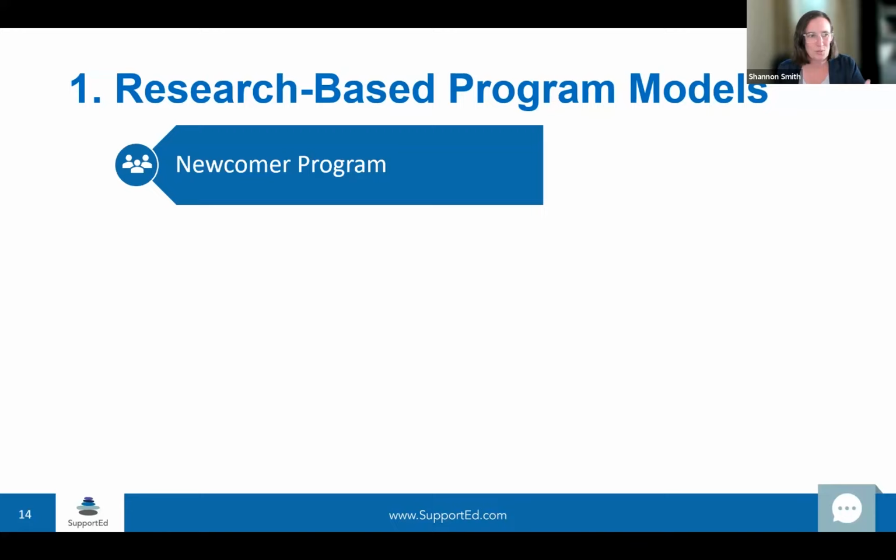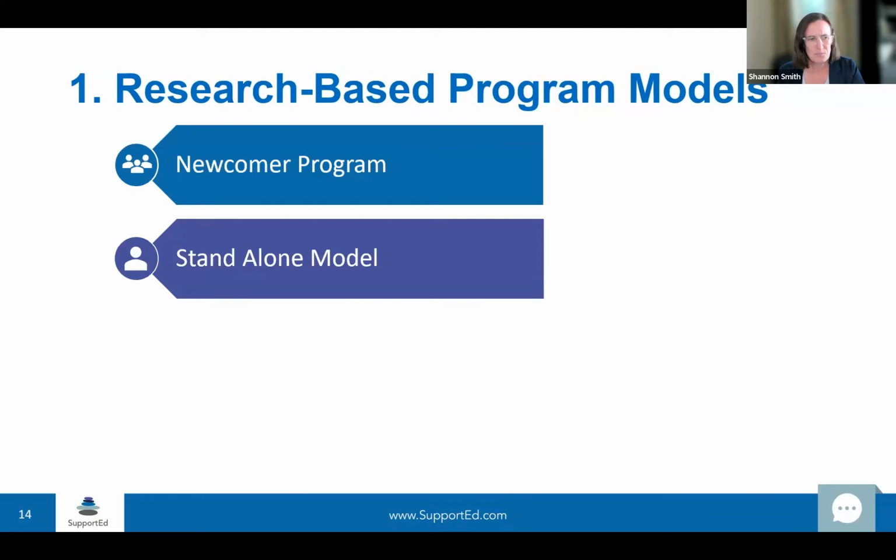But we also know that's not the only program model out there. And it really depends on what your context is, on whether or not you can have a full day program or not. So other models that you could utilize are that standalone model where students are spending most of their day in mainstream classes and then pulled out for targeted instruction. And especially for SLIFE, they're pulled out for targeted literacy support oftentimes, along with English language development.